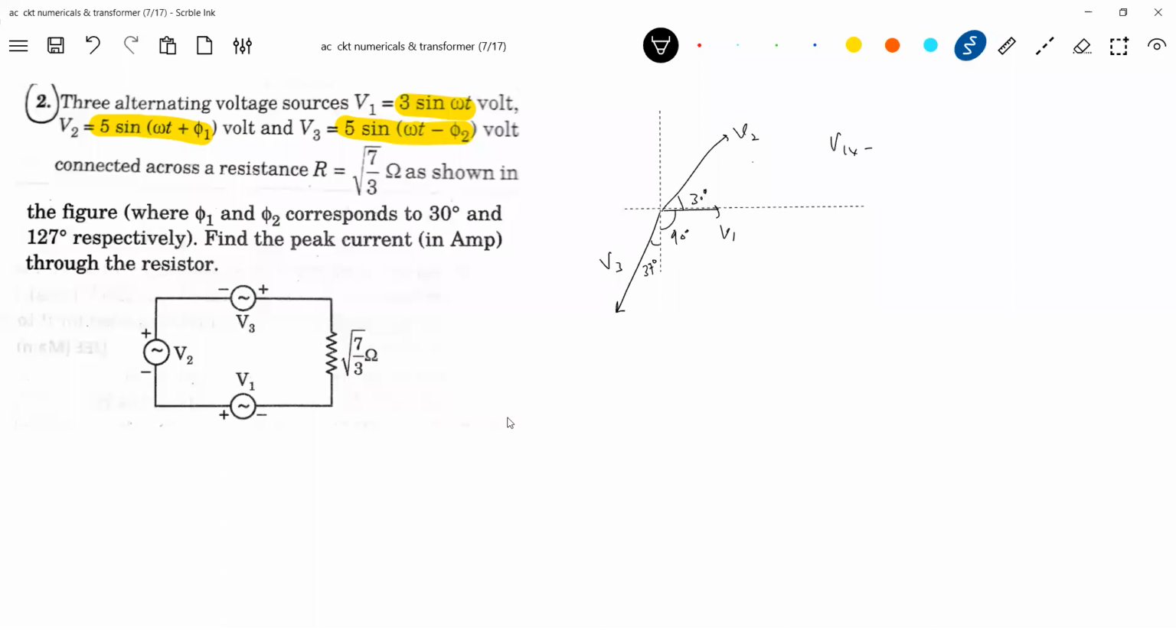So here definitely V1x will be V1 plus V2 cos 30 minus V3 sin 37. V1y is equal to V2 sin 30 minus V3 ... the resultant VRMS. These are VRMS, you have to substitute. Or you do one thing, let's go for peak values, because we know peak values, and what we'll get is the peak value.